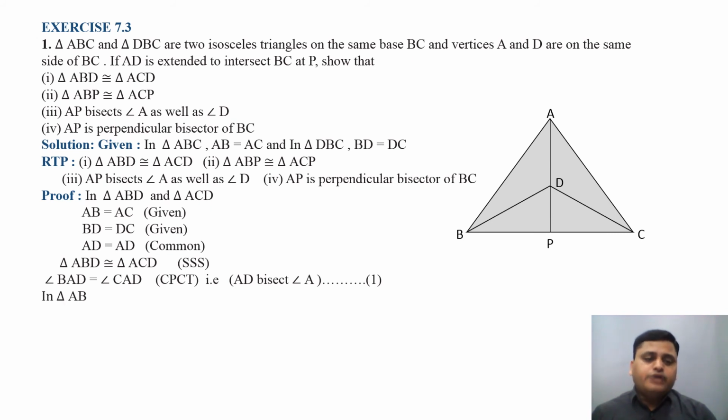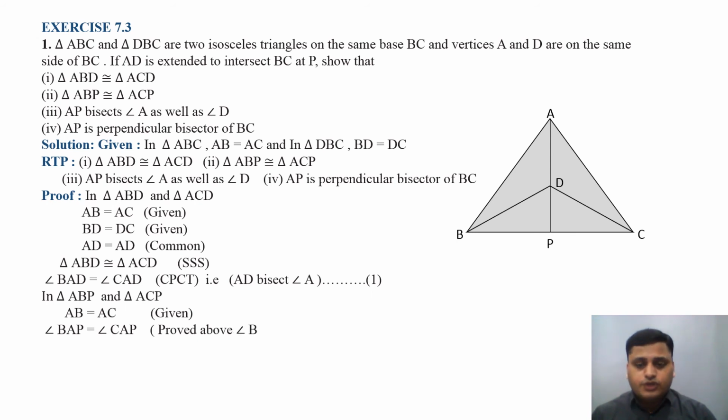Okay, now come to the next part, that is triangle ABP and triangle ACP. We are going to prove these two triangles congruent again. So AB is equal to AC, which is given, and after that angle BAP is equal to angle CAP, which we have proved above in terms of angle BAD and CAD. And the next one is AP is equal to AP, that is common. So the triangles become congruent by which congruency criterion? By side angle side, these two triangles become congruent.